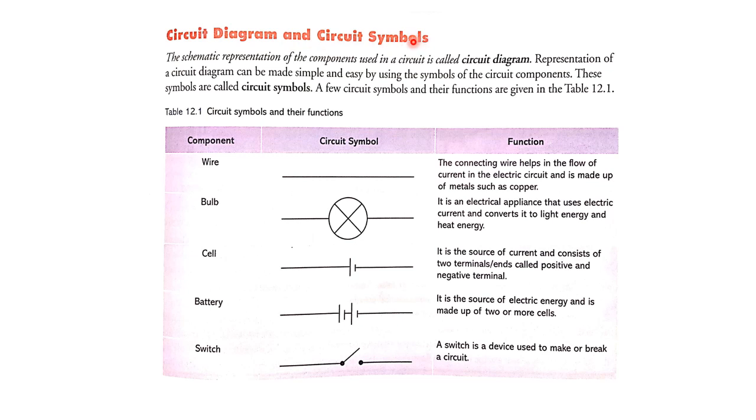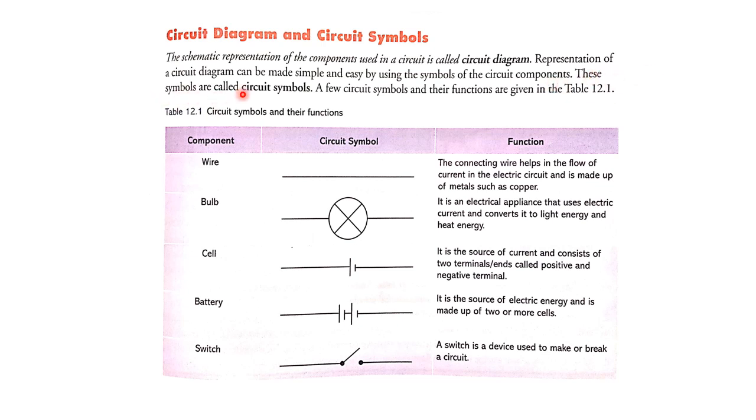Circuit diagram and circuit symbols. The schematic representation of the components used in a circuit is called a circuit diagram. So what is a circuit diagram? It is a schematic representation of components like wire, bulb, and cell. Representation of a circuit diagram can be made simple and easy by using the symbols of the circuit components.